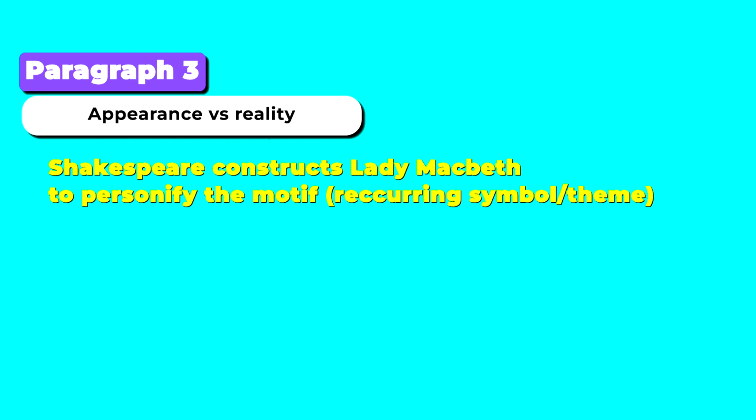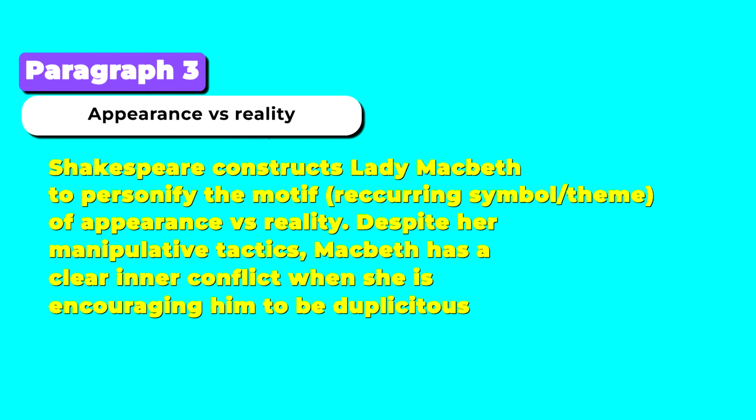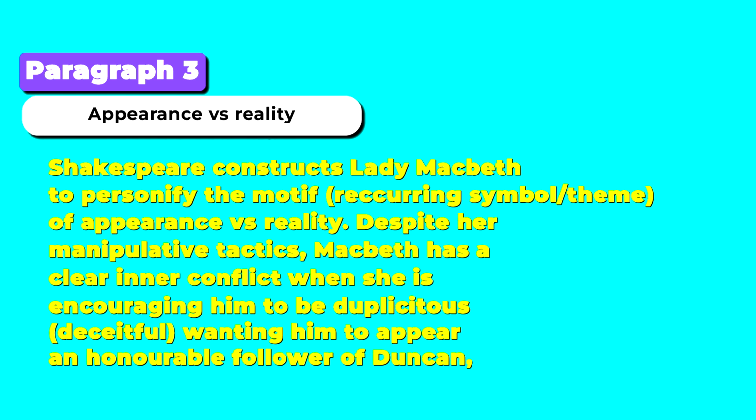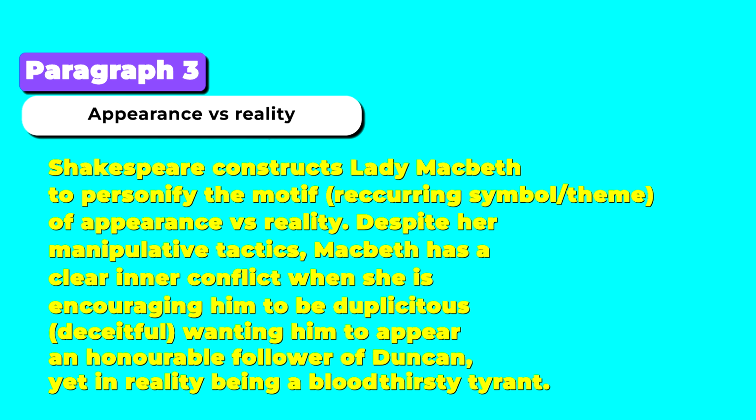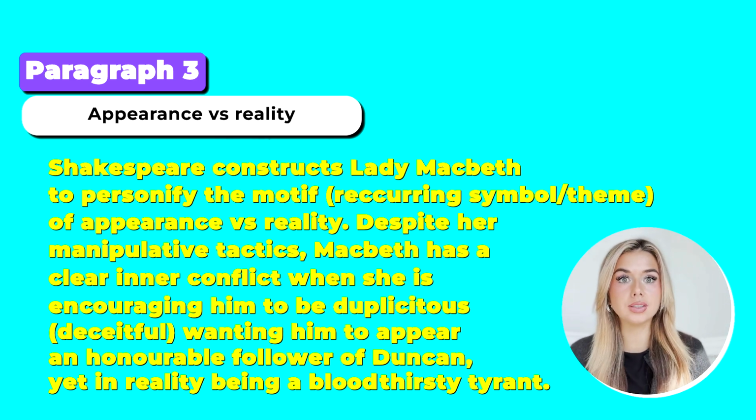And lastly, let's look at appearance versus reality. So I'm going to be linking how inner conflict and appearance versus reality link in regards to Macbeth and Lady Macbeth. Shakespeare constructs Lady Macbeth to personify the motif, a recurring symbol or theme, of appearance versus reality. Despite her manipulative tactics, Macbeth has a clear inner conflict when she is encouraging him to be duplicitous, meaning deceitful, wanting him to appear to be an honourable follower of Duncan, yet in reality being a bloodthirsty tyrant. So again, you can see very clearly, I've explained it. I've not just said appearance versus reality, but I've actually explained the link and how it links to his inner conflict.